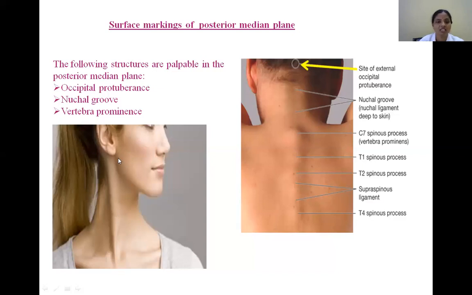Now you see this cylindrical structure, now it is divided into a diagonal structure, means it is not a vertical structure, oblique structure. So that oblique structure divides this quadrilateral area into two triangles. So what are those two triangles? Anterior triangle, and behind that is a posterior triangle. So these are the surface markings we can see in the posterior and anterior median plane.